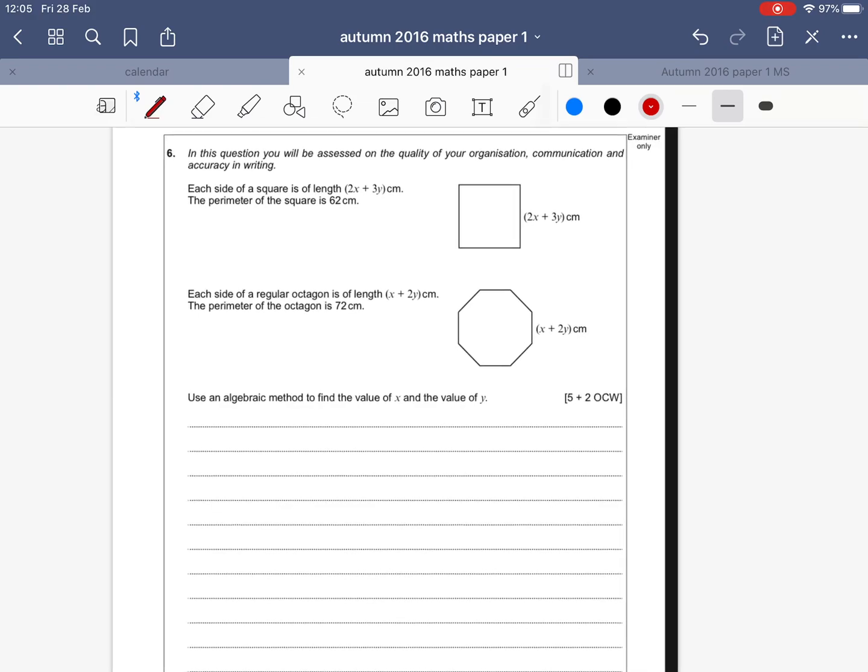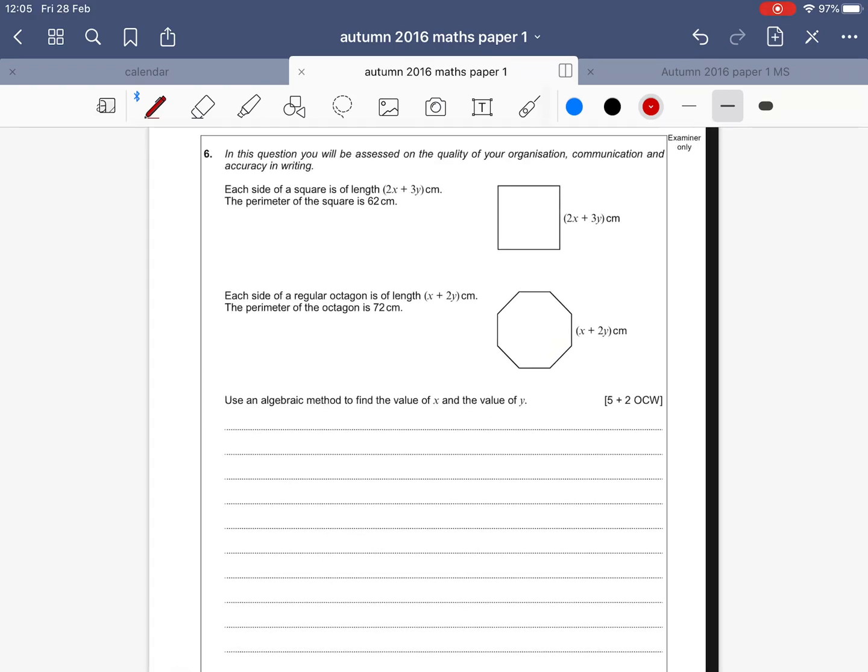Question 6. This is an QWC question. That means you just need to lay out all your workings in a nice structured way and tell the examiner what you're doing. So each side of a square is length 2x plus 3y. The perimeter of the square is 62 centimetres. So if we do our square first, if one length is 2x plus 3y, there are obviously 4 lengths to work out the perimeter. So I'm just going to do 4 times 2x, which is 8x, and 4 times 3y, which is 12y, to get 62.